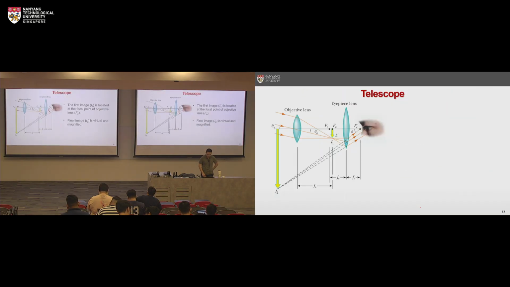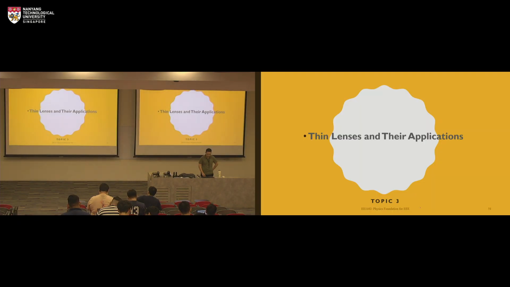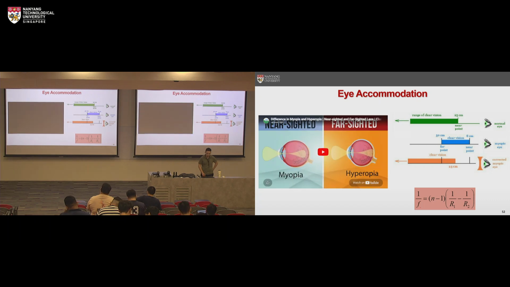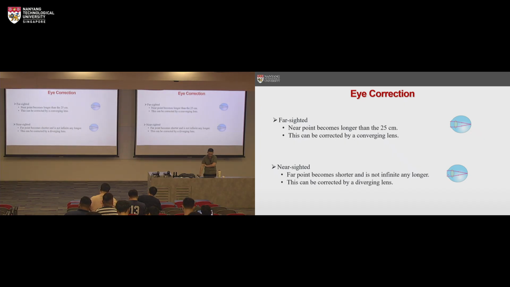Okay, so the last part is some application. We know that it is very important that lenses can actually correct our eye accommodation. So it can be divided into nearsighted and farsighted. If you look at this image, what is the definition of nearsighted and farsighted?